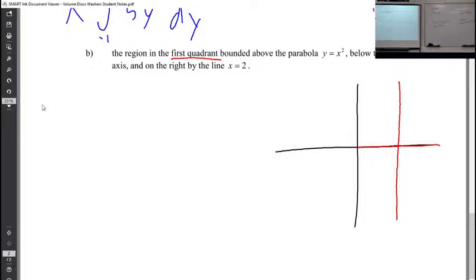x squared doesn't go down here. It never comes down here. We're spinning it over the y-axis.